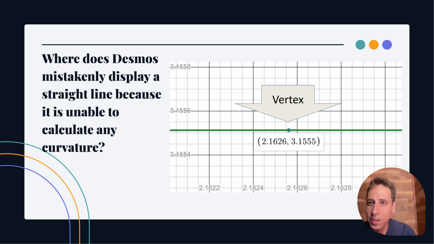Next question, where does Desmos mistakenly display a straight line because it is unable to calculate any curvature? So you can see here, I've actually zoomed in. You can tell I've zoomed in because the screenshot includes the x and y values in gray to the left and to the bottom. I've chosen to zoom in on the vertex. It doesn't look like the vertex of a parabola that you saw from the previous. This is the same graph, except it's way zoomed in on the vertex.